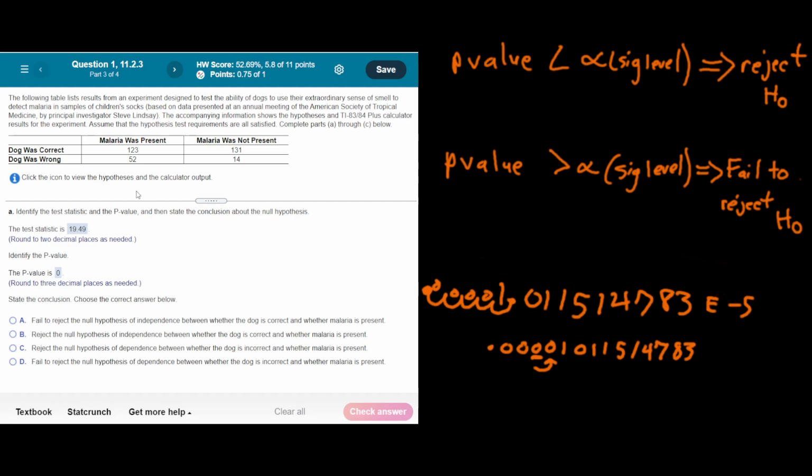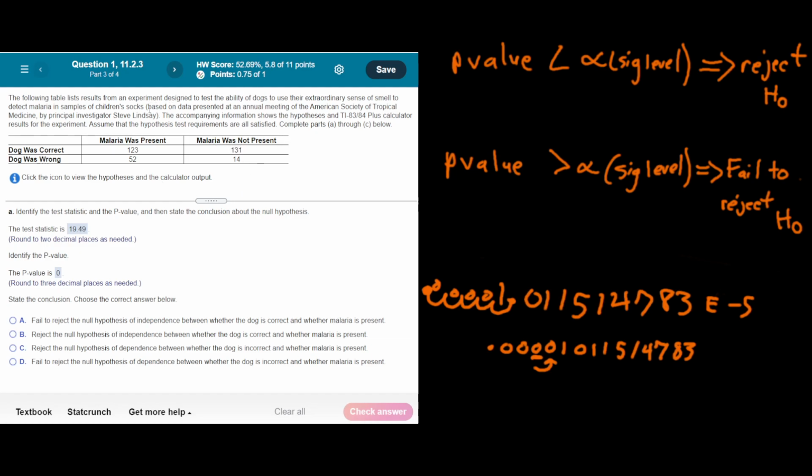But it's like independence of what? It's independence of your rows and your columns. So just a little refresher. Rows go from left to right. So right where it says dog was correct, the 123 and the 131 are part of the dog was correct row because it's going left and right. The dog was wrong. That is the dog was wrong row, which is going left and right. And let's go up and down. We have malaria was present. That is a column. And malaria was not present is also a column.